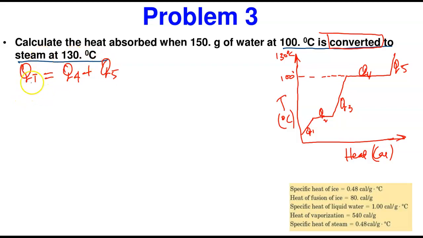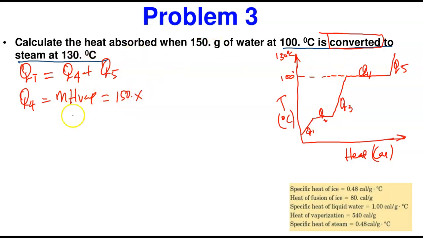So what is your Q4? Let's calculate Q4. Remember, anything here means heat of vaporization is involved. So the formula is going to be mass times heat of vaporization. That's what is involved here. So to calculate that, what is it going to give you? What's the mass? The mass is 150 grams.